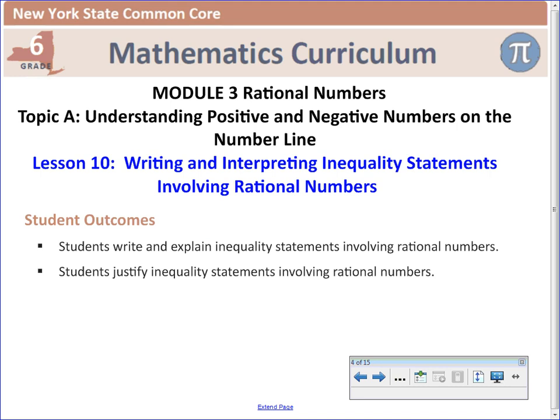Today we're continuing with Module 3, Lesson 10, with writing and interpreting inequality statements involving rational numbers. So let's look at some words in the title. Rational numbers. What's a rational number? Let's review what that term means.